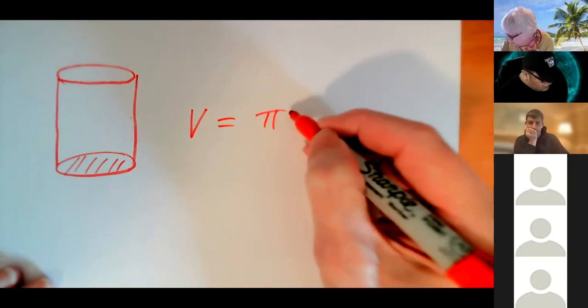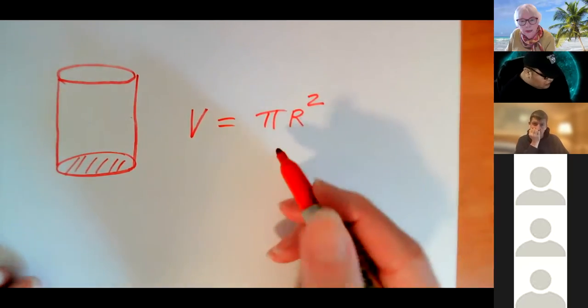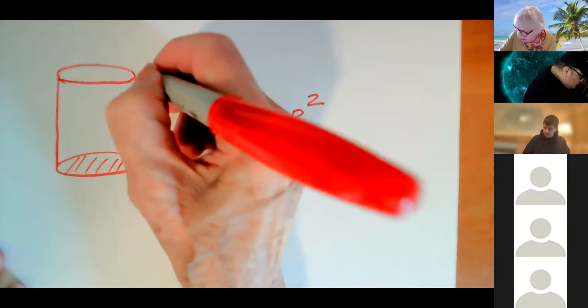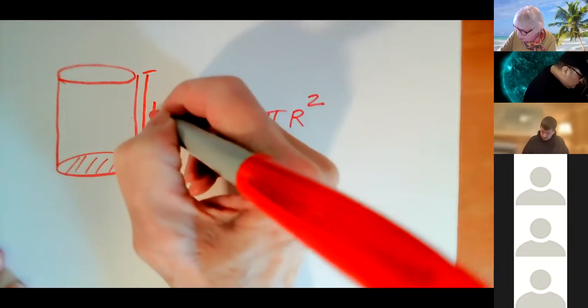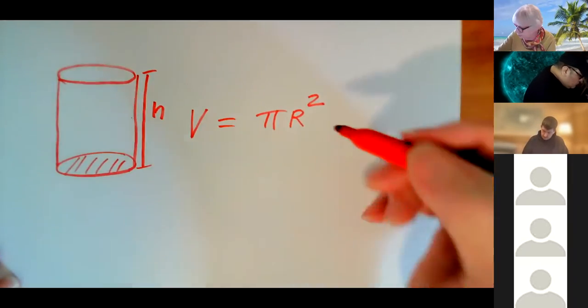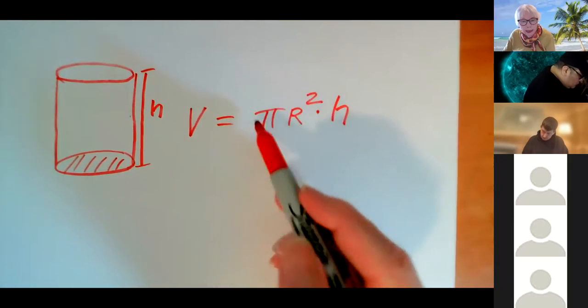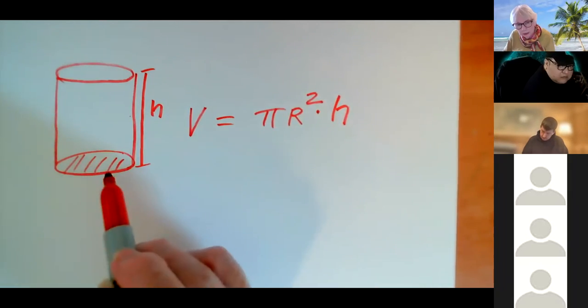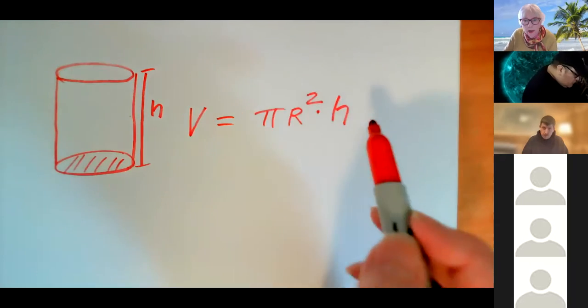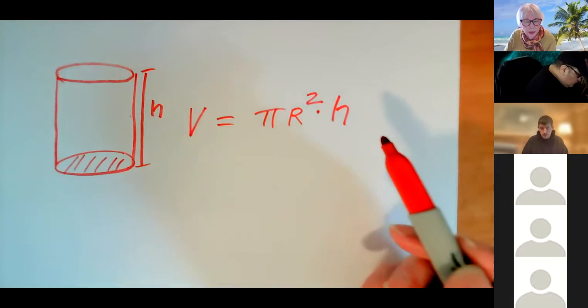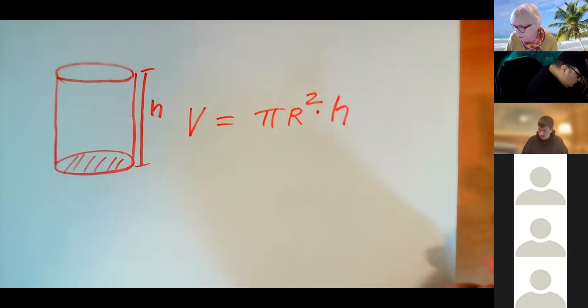It was pi r squared. That was this part, multiplied by how high it is, which is height. So it really is the formula for this multiplied by how tall it is. That's your formula. Again, I think you'd want a calculator to do it.